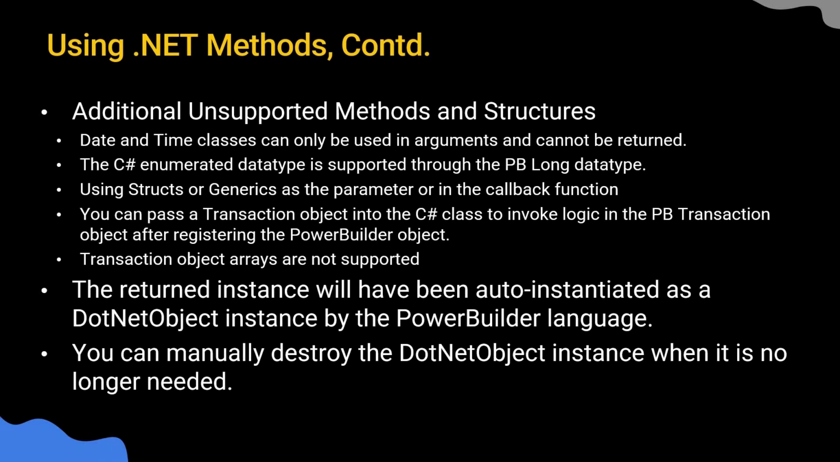When using .NET methods, there are additional unsupported methods and structures to be aware of. Date and time classes on the C# side can only be used as arguments and cannot be returned. The C# enumerated data type is supported through the PowerBuilder long data type. Using structs or generics as parameters in the callback function is not supported, but you can pass a transaction object reference into the C# class to invoke logic in the PowerBuilder transaction object after registering the PowerBuilder instance with the C# instance. Transaction object arrays are not supported, however.